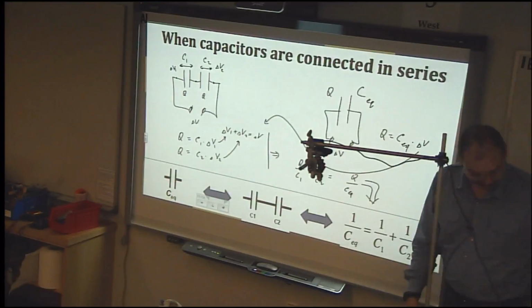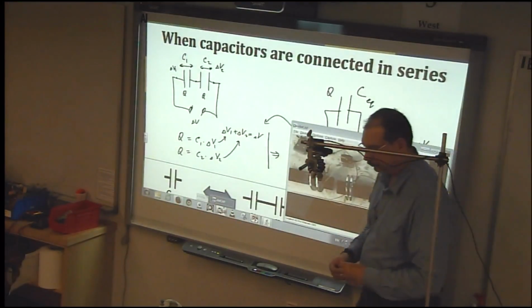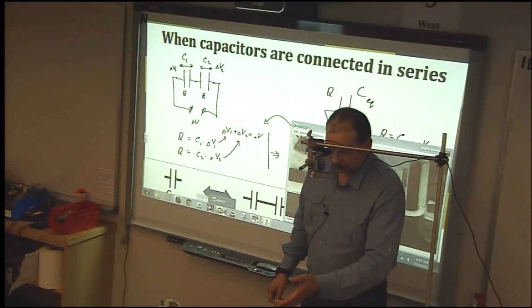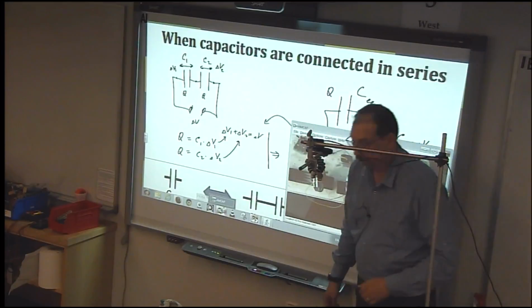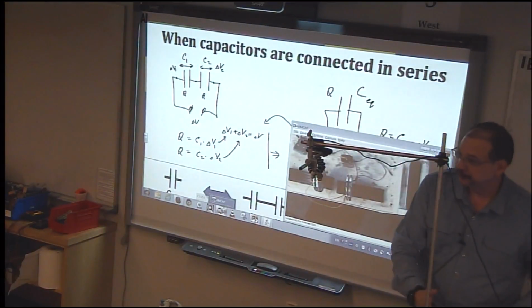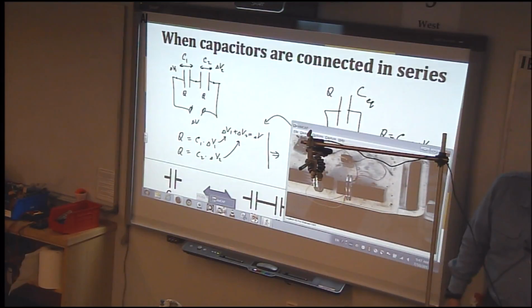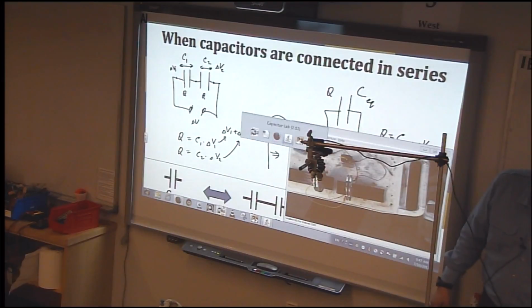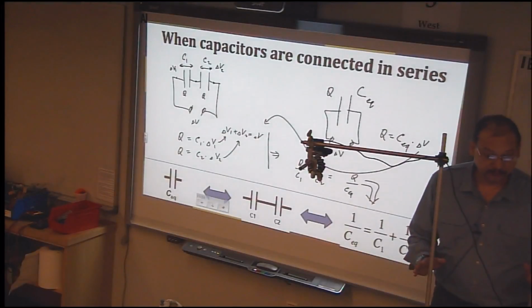This equation tells us how to calculate the equivalent capacitance when we have several capacitors connected one after another in series, like in this situation. Any questions? We're going to do examples, of course. No questions.